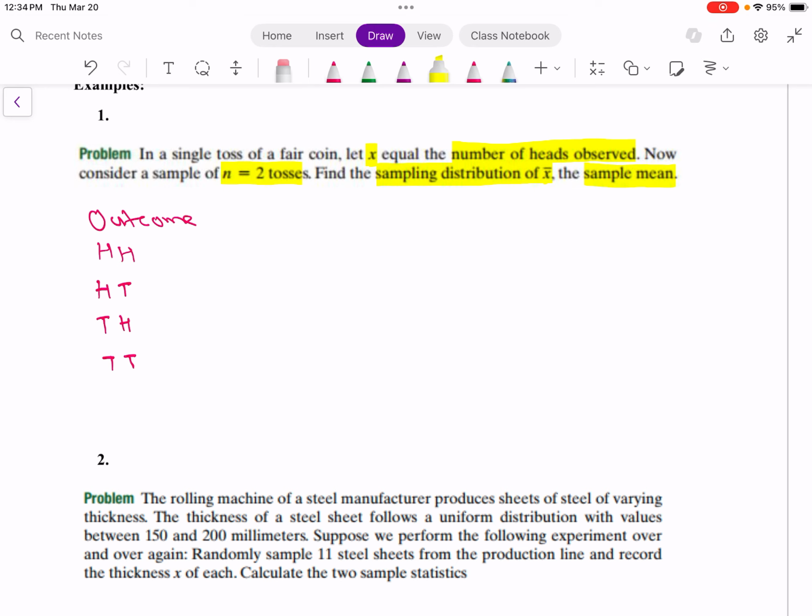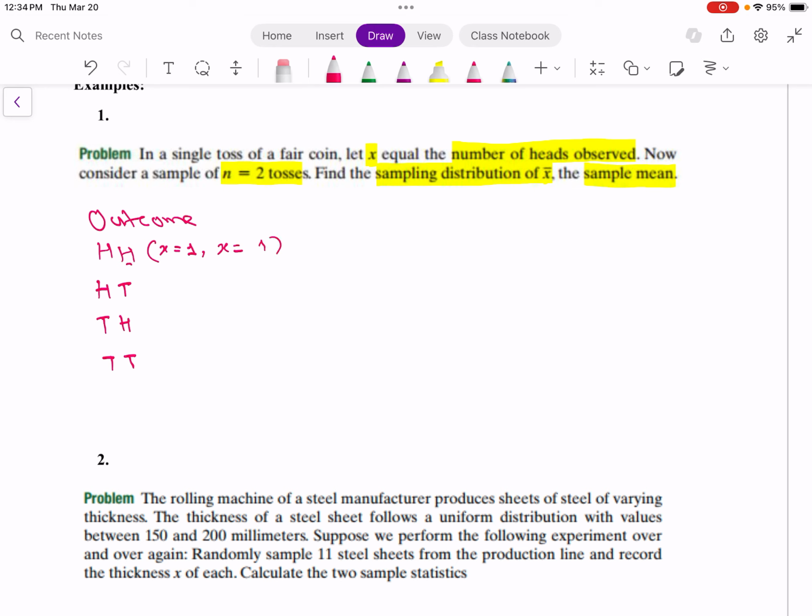And now for each outcome, let's give the value of X. How do we define our X? X is the number of heads observed, right? So let's say in the first toss we get head. If that is the case, what will be the value of our X in the first toss? It will be 1. Do you all agree? Our X is the number of heads observed. So in the first toss, X equals 1. In the second toss, what is X equal to? It's still 1, right? Because we have head.